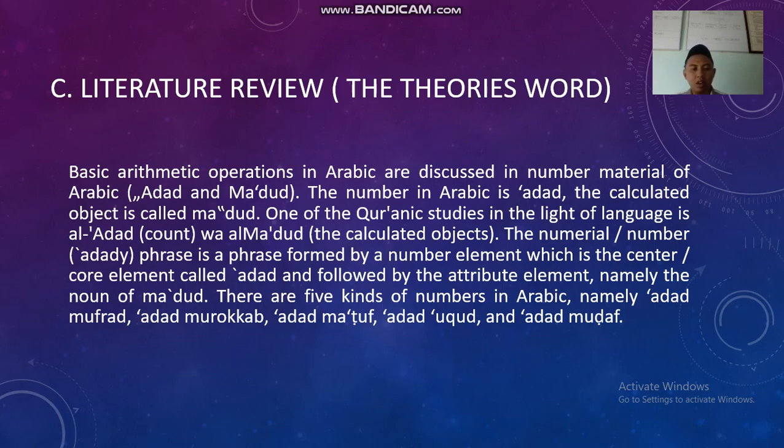The number is expressed in a format with a number element which is the calling element called adat, followed by the attribute element, normally the noun al-ma'dud. There are 5 kinds of number in Arabic, namely adat mufradat, adat murakkab, adat ma'tuf, adat ukud, and adat mudhaf.